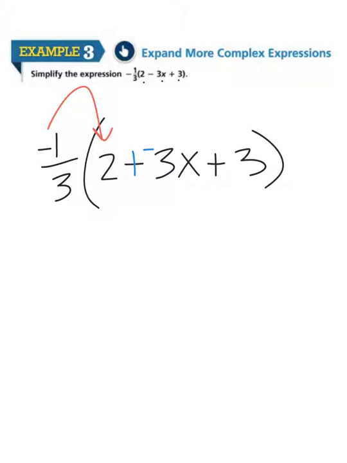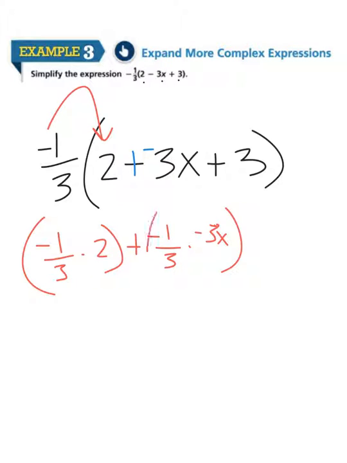And now I'm going to share that -1/3 with each piece. So I have -1/3 times 2 plus -1/3 times -3x plus -1/3 times 3. So now I'm going to go through and simplify each piece. So I'm going to make each of my whole number terms a fraction. So if I take a look at the first piece, -1 times 2 becomes -2.